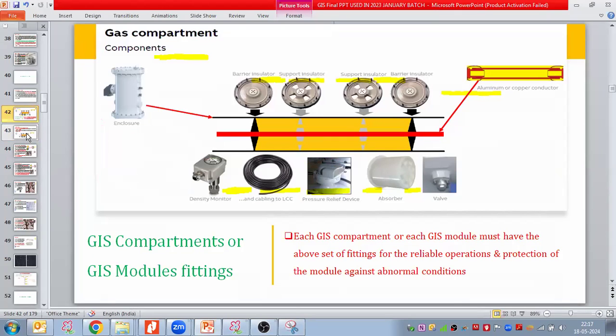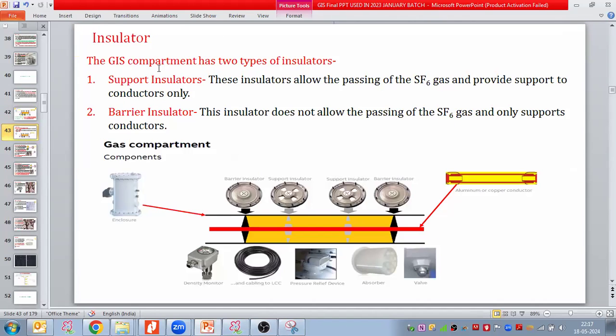So now coming to the fittings one by one, let us discuss all the fittings and why we are using those fittings in the GIS module. The first is insulators. As you can see, there are two kinds of insulators. The GIS compartment has two types of insulators: support insulator and barrier insulator. Barrier means gas barrier, gas stopping, not allowing the gas to flow. Support insulators allow the passing of the gas and provide support to the conductors only.